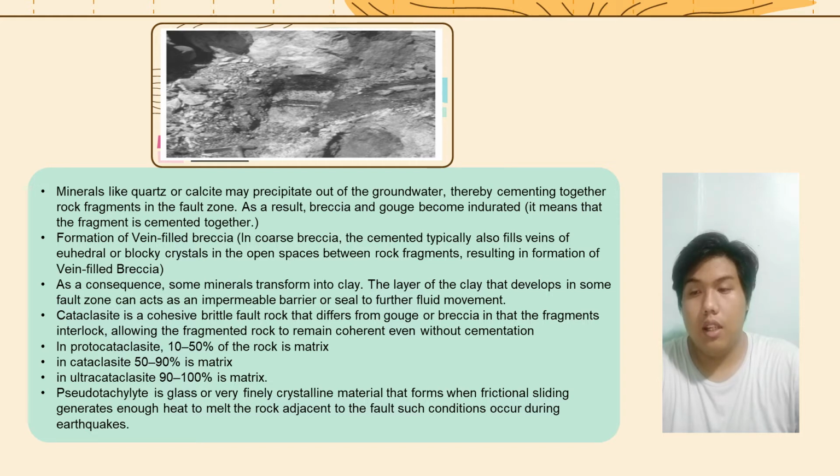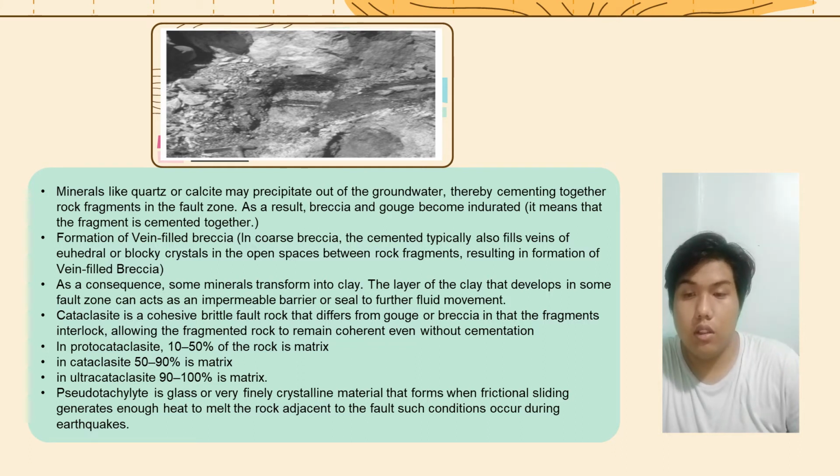The third one is a consequence. As a consequence, some minerals transform into clay. The layer of clay that develops in some fault zones can act as an impermeable barrier or seal to further fluid movement. So, cataclasite. It is a cohesive brittle fault rock that differs from gouge or breccia in that the fragments interlock, allowing the rock fragments to remain coherent even without cementation.